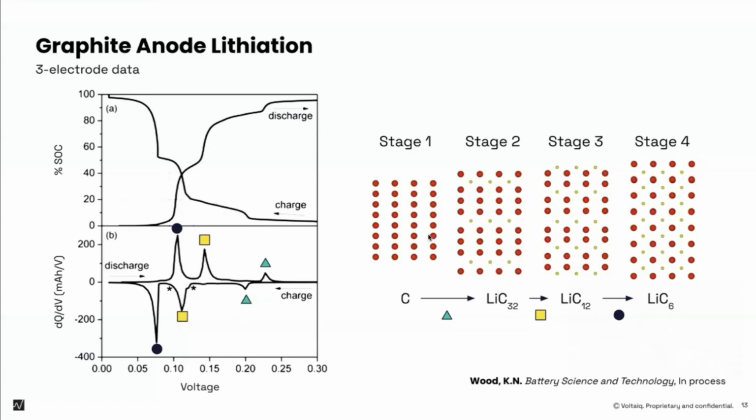And the mixing that's actually occurring here is we're going between stage 1, which is where there's no lithium, stage 2, which is where there's lithium every 3 or 4 sheets of graphite, then stage 3, and then stage 4. Each one of these peaks corresponds to a mixing region of the lithiation of the graphite anode. So this is looking at 3-electrode data from the graphite anode.